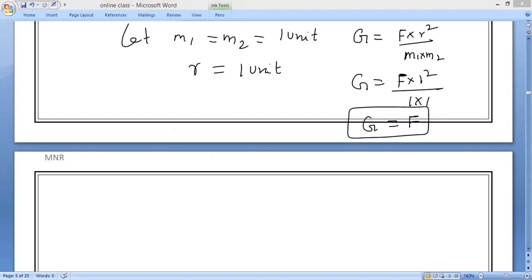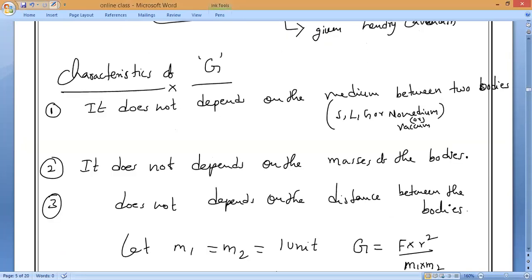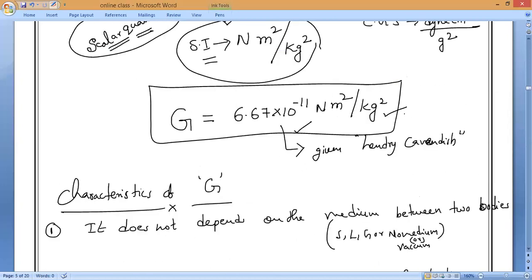So it does not depend on what? It does not depend on the medium between two bodies, does not depend on the masses of the two bodies, does not depend on the distance between the two bodies. So it is always independent. That is why it is the universal gravitational constant. And what is the value of that one? 6.67 into 10 power minus 11 Newton square meter per kilogram square.